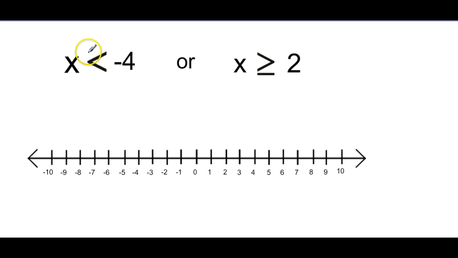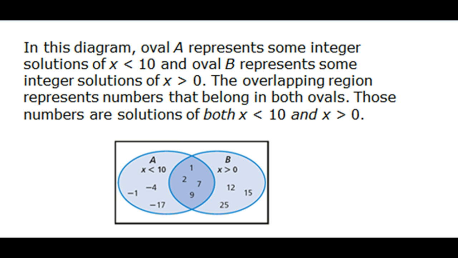So in this case, x is less than -4 would be an open circle at -4 and an arrow going to the left, or x is greater than or equal to 2 would be a closed circle at 2 and an arrow going to the right. Your solutions to this compound inequality would be anything in this arrow area or this arrow's area, but it will not be anything that's in both.